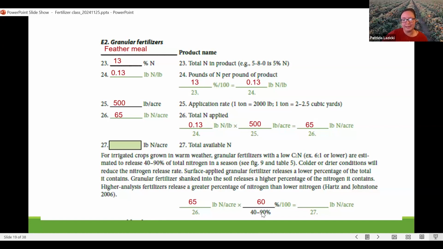The guess is 40 to 90%. I'm gonna say 60. I'm applying it in colder weather, but it's gonna get warmer soon. So I'll say my estimate 60%. So that would give 60% of that 65 pounds that we added would be about 39 pounds of nitrogen per acre. So there's a lot of estimation going on here, as you'll notice.